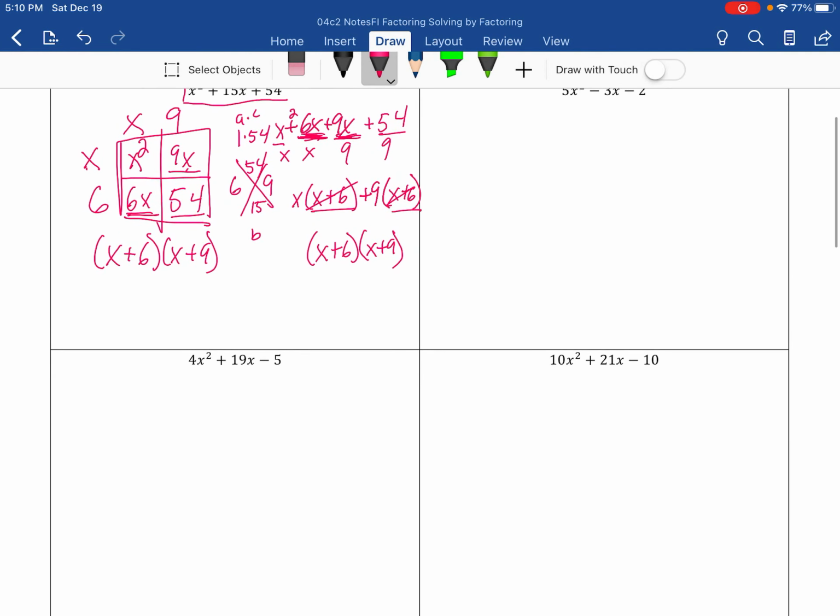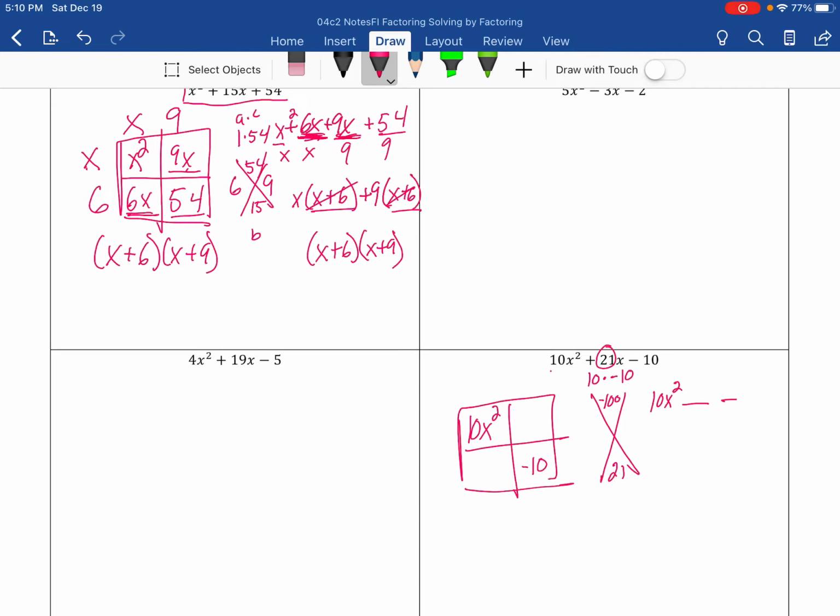So I'm going to just do, because this video is just for people that are fairly comfortable with this and just need a couple boosters, for the next one, I'm trying to find my 4 terms. I always put my 10x squared here and my negative 10 here. What am I looking for? I'm looking for numbers that multiply to be 10 times negative 10, so that's going to be negative 100. And the 2 numbers have to add to be my b term, which is 21.